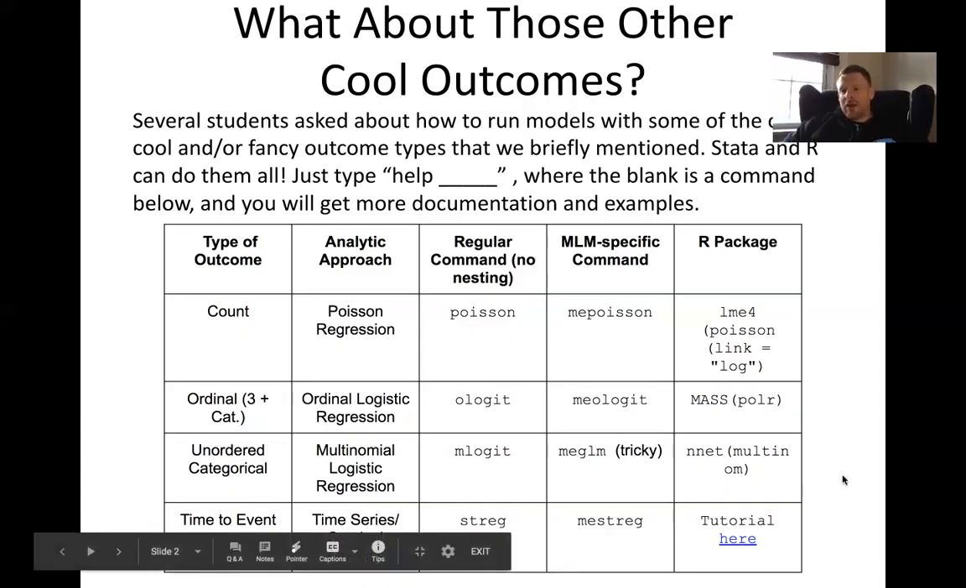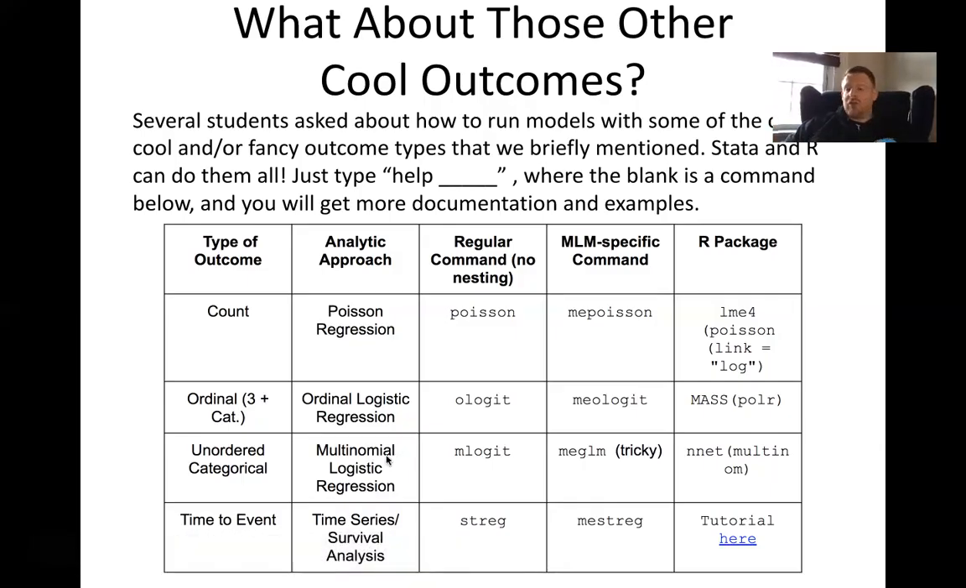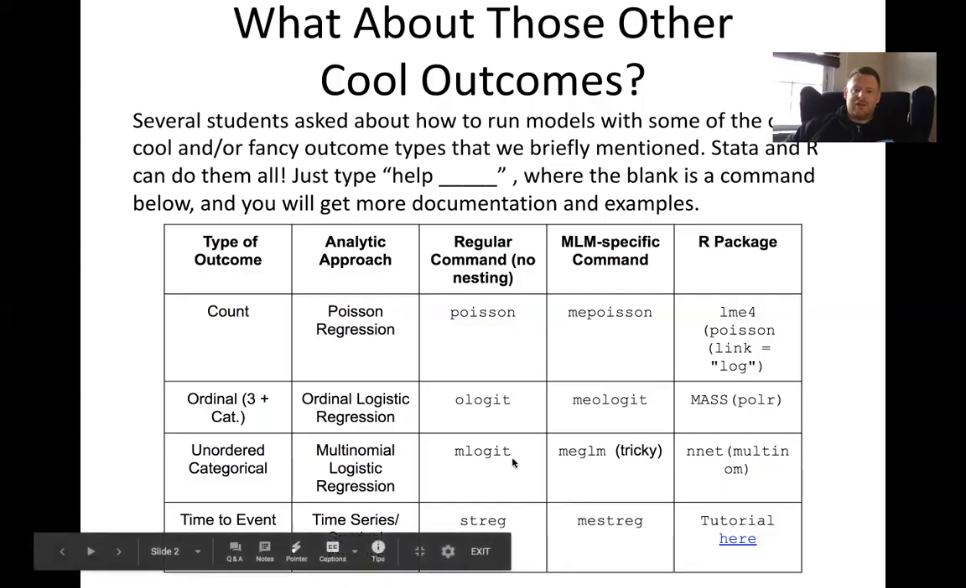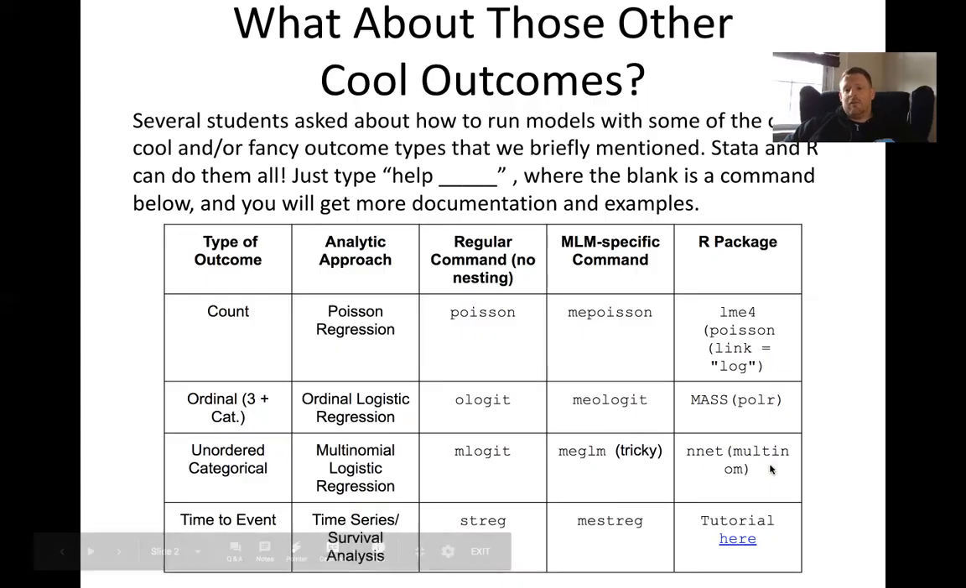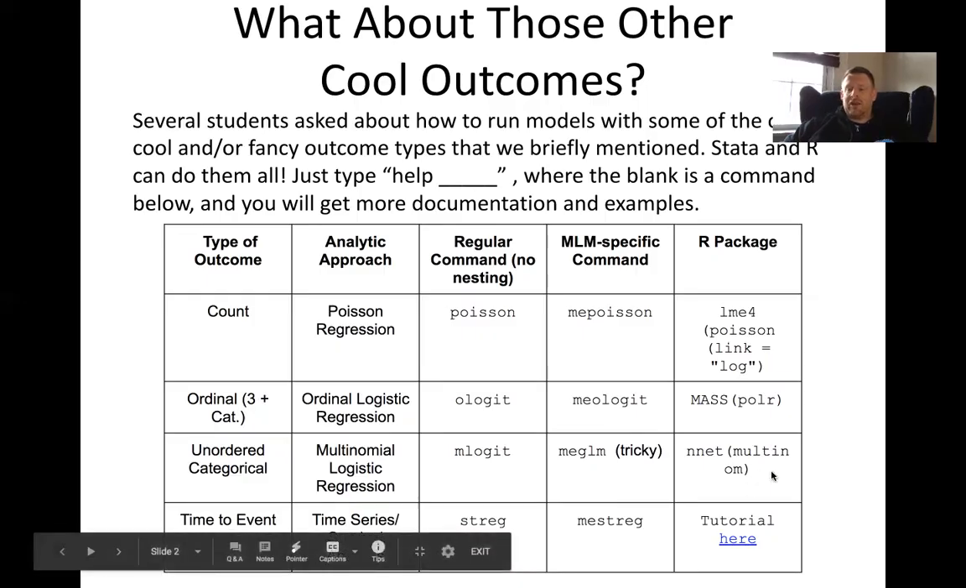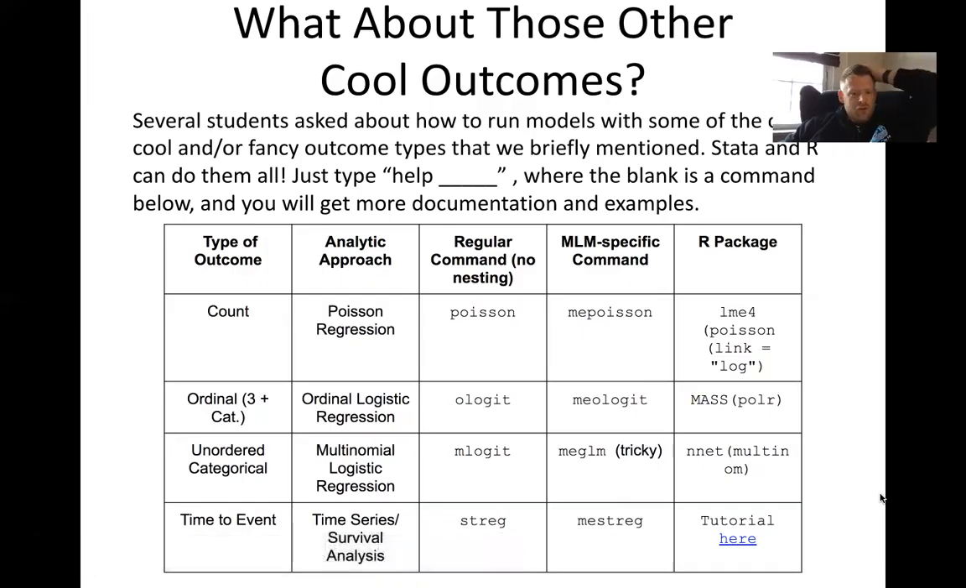For unordered categorical groups, which are sometimes used for voting for different parties or things like that that you can't put in order, that's a multinomial logistic regression. In Stata, the command is mlogit. MEGLM is the way you would get that to work in a multi-level setting in Stata, though it's a bit trickier. And in R, there's a package called nnet that runs a function called multinom. There are several ways to run a multinomial in R, but that seems to work pretty well.